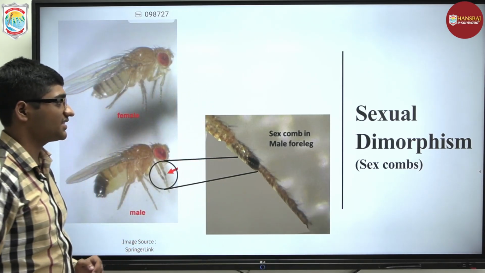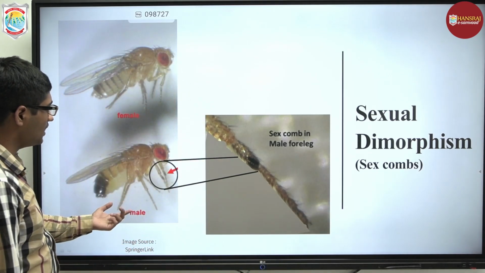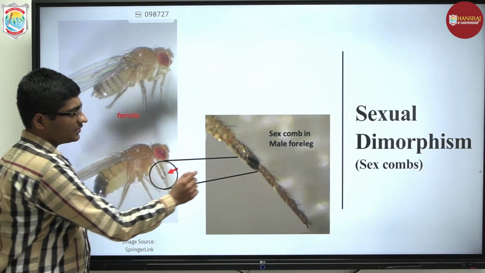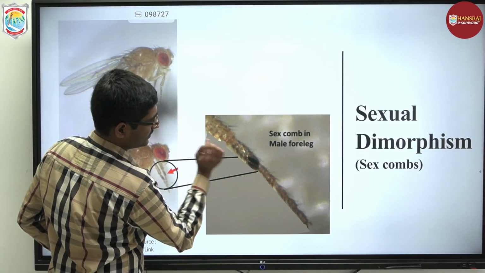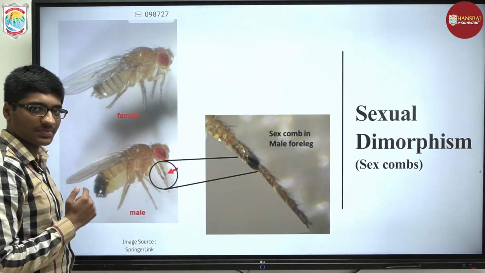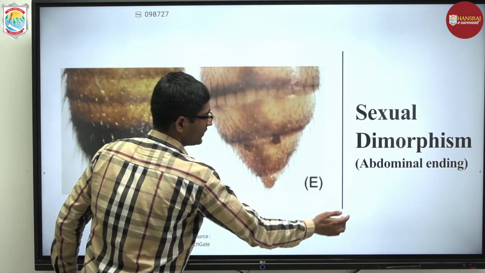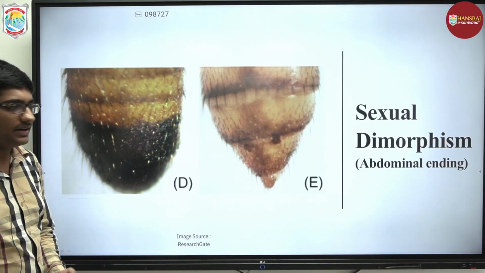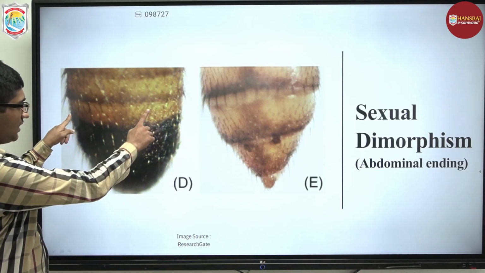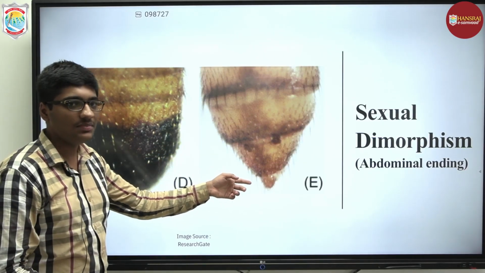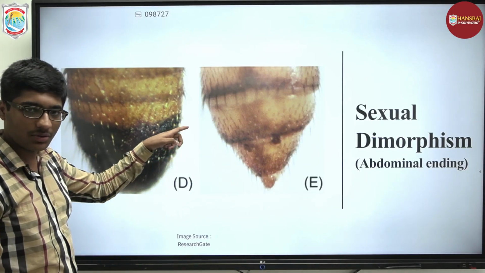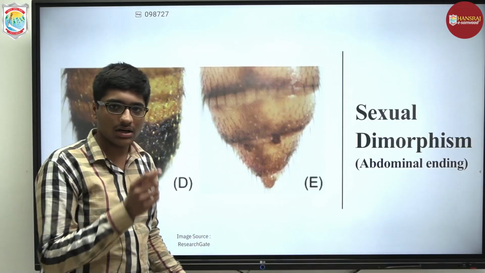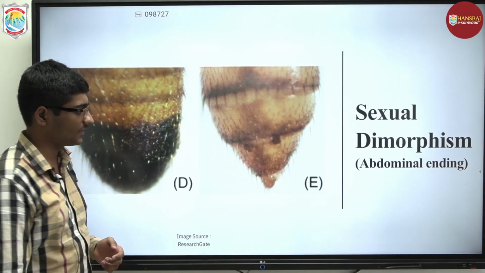If we talk about sex combs, in the forelimbs of the male there is something called a sex comb, the spot you can see here, and in the female this is absent. Okay. If we talk about the abdominal ending, this is much more evident now. This is a male and this is a female. The male has a rounded abdominal ending and the female has, I would say, a narrow pointed one. Okay.